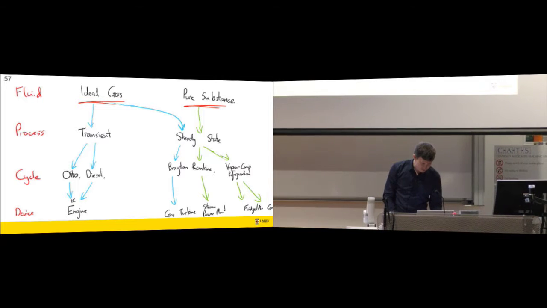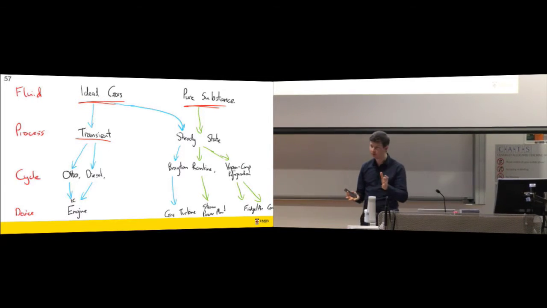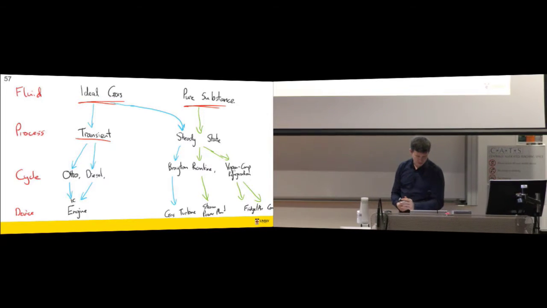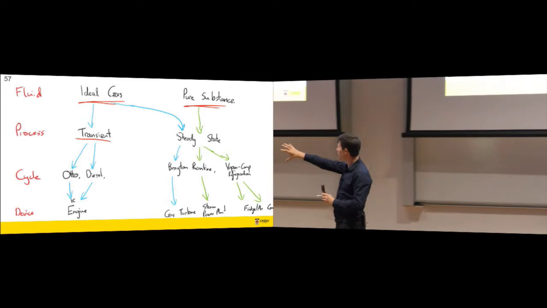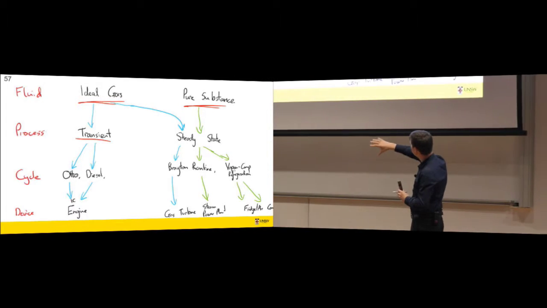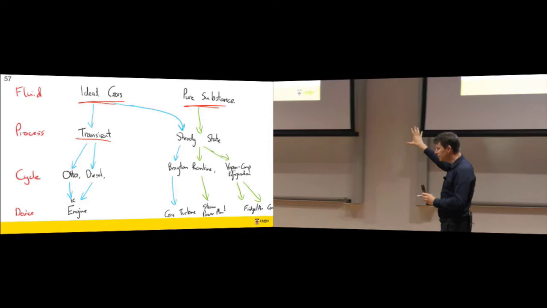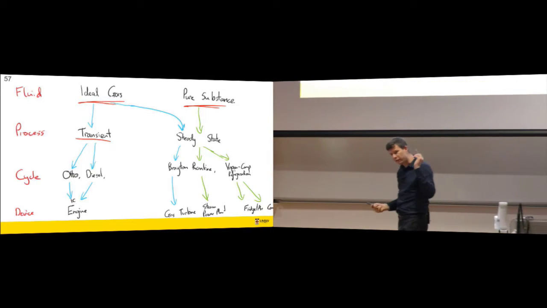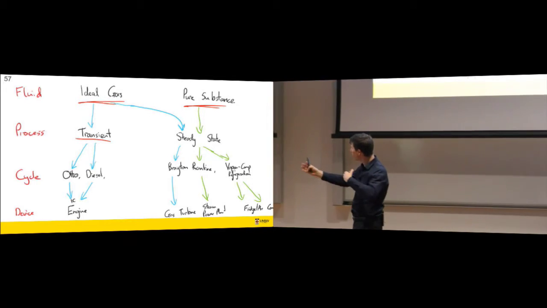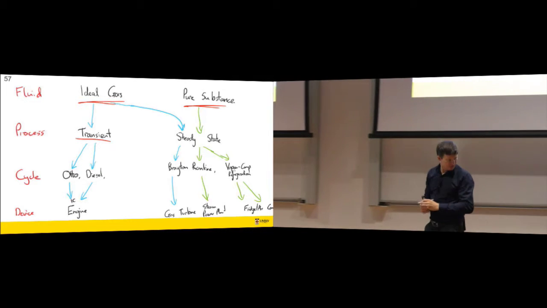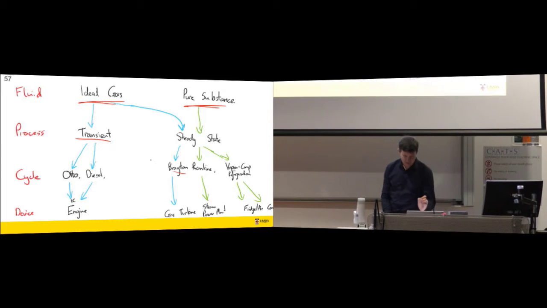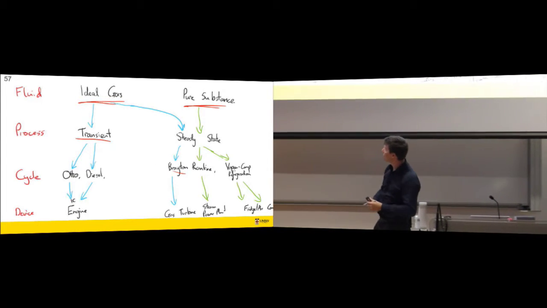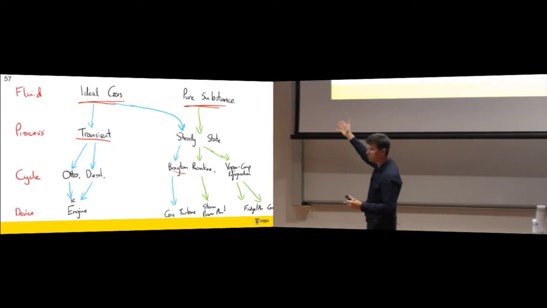And then if a process is transient, so something's changing over time, this would be the Otto and Diesel cycle, right? So this is cycles, internal combustion engines, use that. If you're using an ideal gas in a steady state way, so there's a flow and it's consistent over time, then you're probably dealing with a Brayton cycle. If you're dealing with a pure substance, you're doing one of the other two things we're doing today, Rankine and vapor compression.